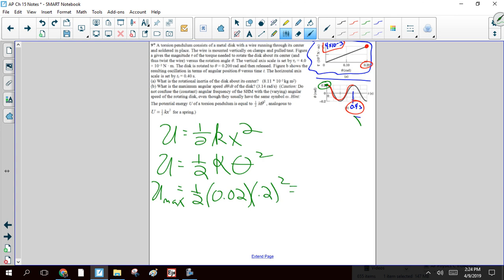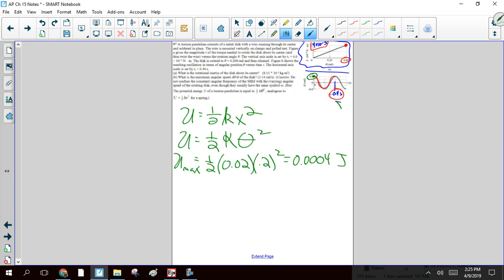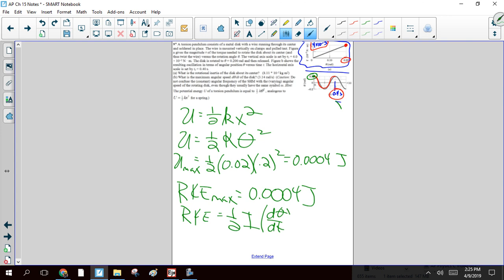So solidify that, and you will find that I didn't write out the answer to this. Grab a calculator. 0.01 times 0.2 squared gives you 0.0004 joules. That's my maximum elastic potential energy. Once it's unstretched, that all becomes kinetic energy, but specifically rotational kinetic energy. So rotational kinetic energy is also that same value. I know that RKE is 1/2 I times, and we have to be careful, it's not omega anymore because omega is angular frequency. We want d theta dt squared.